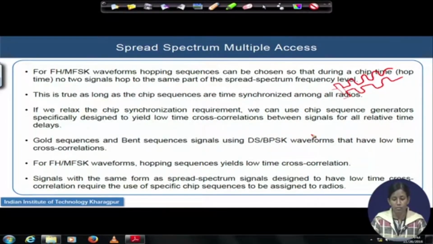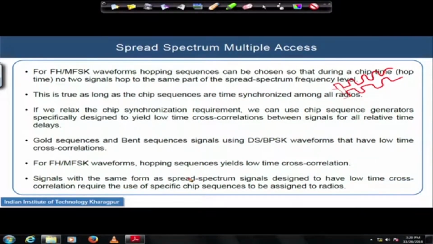In such a case, for example, we have heard about the Gold sequence previously, and the Bent sequence is also another sequence that can give us very low cross correlation values. So for FH-MFSK waveforms, the hopping sequences yield at least very low time cross correlation values, and hence we can at least assure that if such sequences are given to two different users, they won't provide zero interference to each other, but they will maintain a very low interference profile over each other.